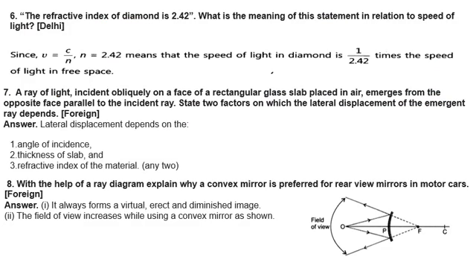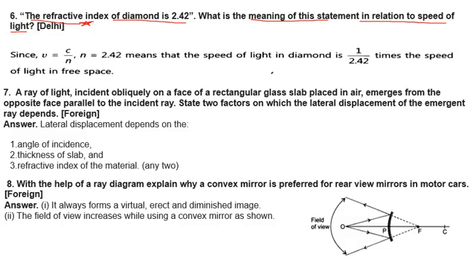Number 6, children. The refractive index of diamond is 2.42. What is the meaning of this statement in relation to the speed of light? This is a very important question. It has been asked many times in board exams. What do you understand by the refractive index of diamond being 2.42, or it can come as 2.41, that doesn't matter, but what do you understand by this? Comment on this statement.